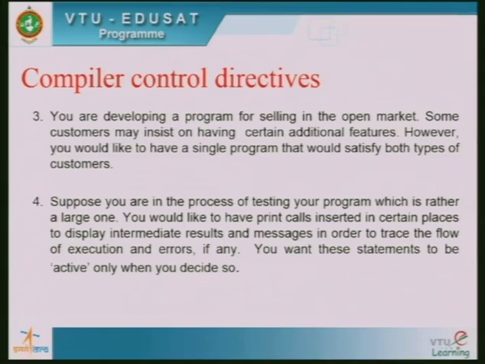So VTU gave me the specification. They told me, look, I have Unix machines and I have Windows machines. Your application has to be compiled and run on both the machines. But when I want to develop a product, I don't know on which machine it's going to run. So how do I handle that?